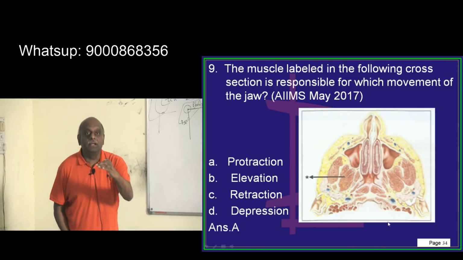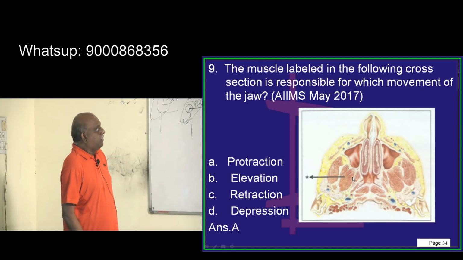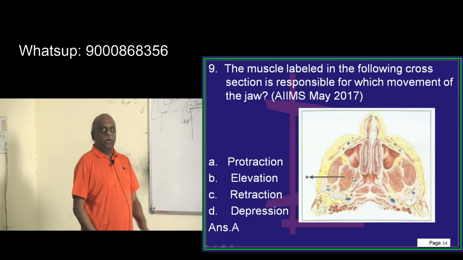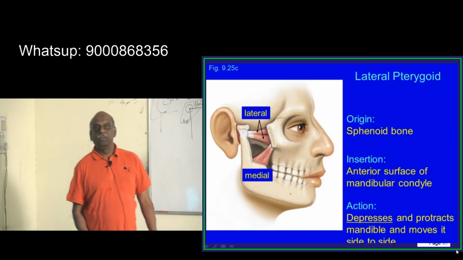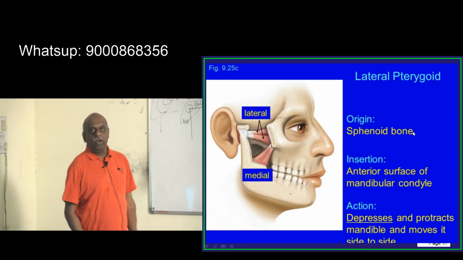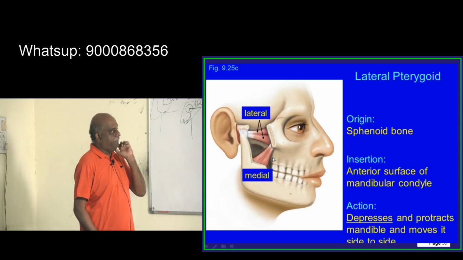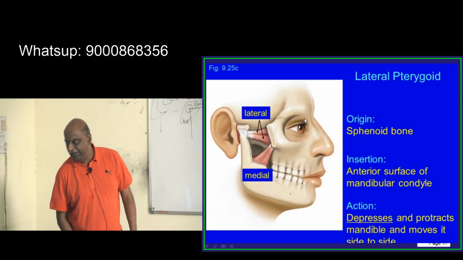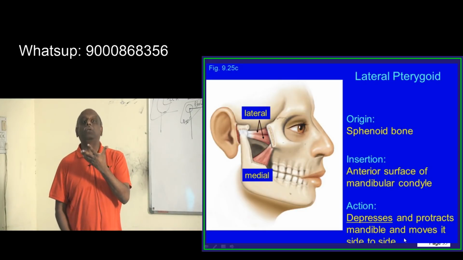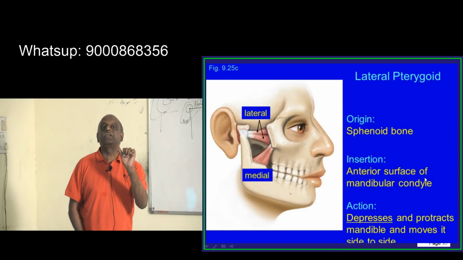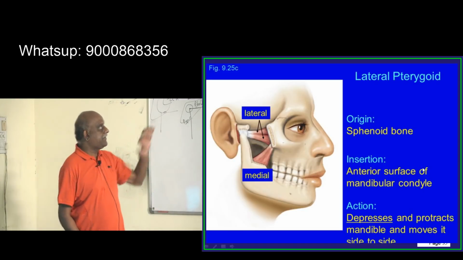Typically protraction is caused by this particular muscle, right? So let us quickly look into the various pterygoids. Lateral pterygoid originates from the sphenoid, inserts into the anterior surface of the mandibular condyle and it depresses, that means you open the mouth, and it protracts the mandible and moves it side by side. So that is the function of the lateral pterygoid.